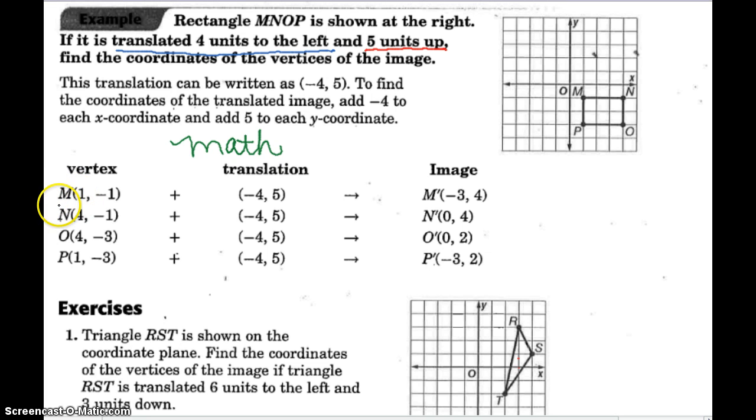If your original M is (1, -1), and we're translating it, James said, to the left, which is -4, and we're translating it up, which Abby said is +5, then watch what happens to my X. My X was 1, and I'm going to move it to the left 4, so add -4. This is X. And my Y was at -1, and I'm going to add 5. And that's where they got the new coordinates of M. 1 plus -4 is -3. -1 plus 5 is 4.